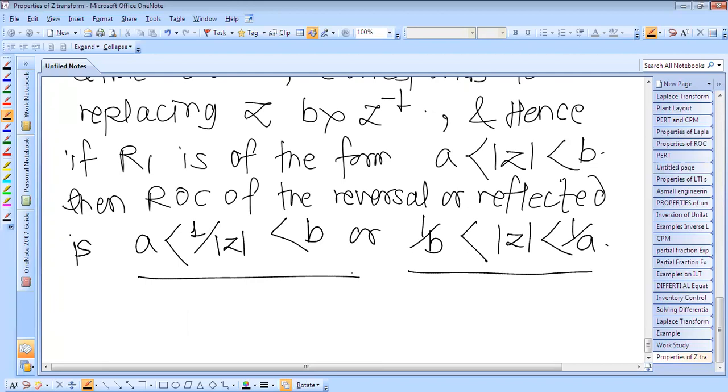Tomorrow we'll discuss the time shift and the multiplication property.